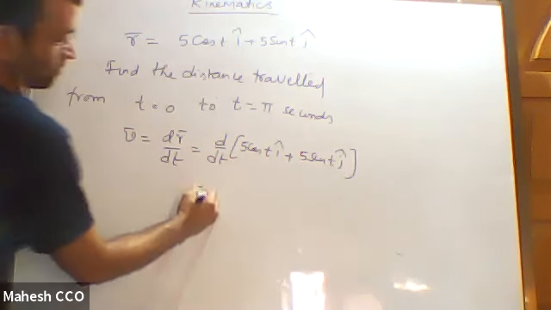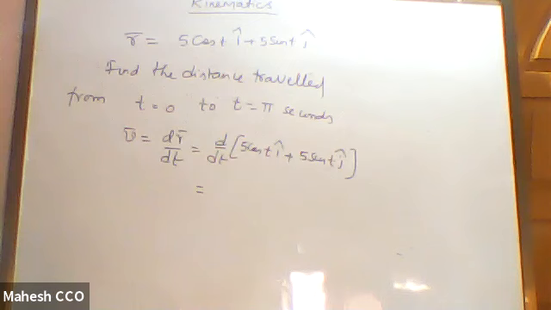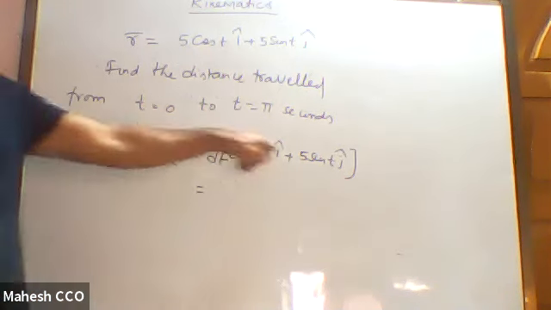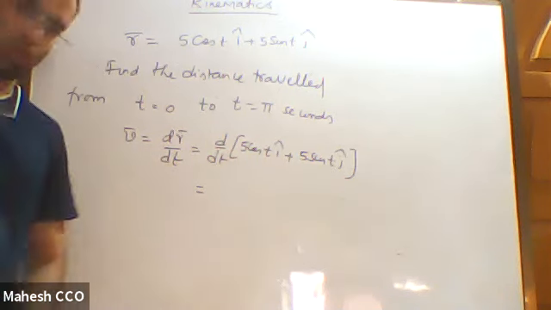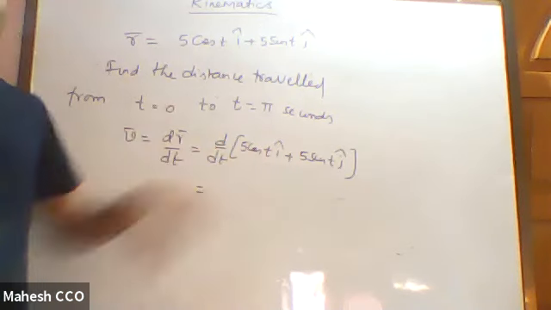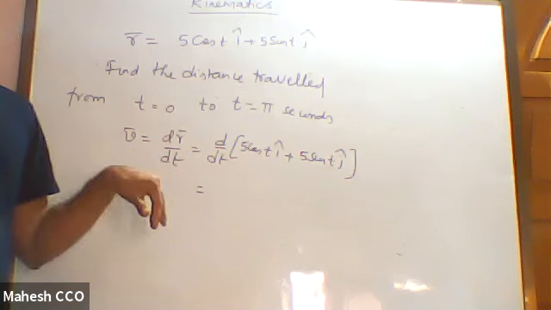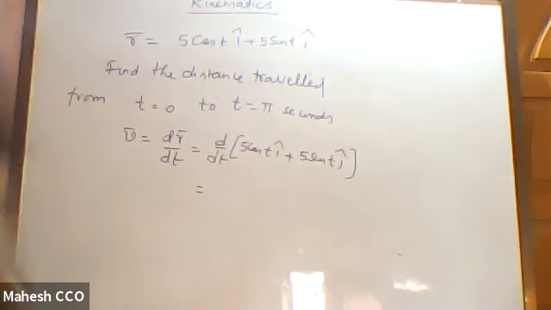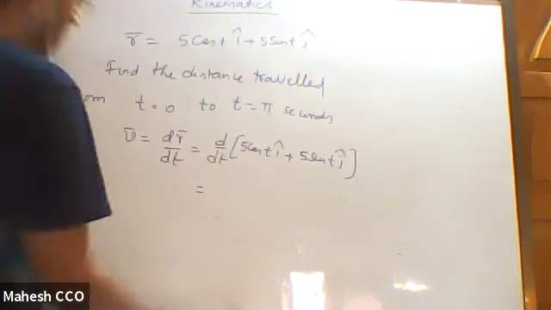Remember one thing, constants, whether vectors or scalars, can always be taken out of integration as well as differentiation. Whether constants are scalar constants or vector constants, they can always be taken out of differentiation and integration. So here 5 i cap is a constant, 5 j cap is a constant. So there are two differentials here, this plus the differential of this. In both the differentials, we can take out the 5 i cap and 5 j cap because they are constant vectors.